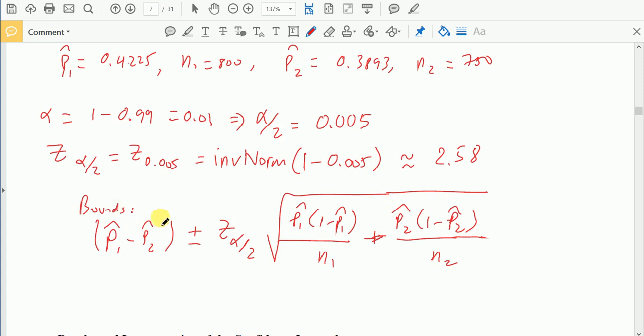And if you do the plus and the minus, that's the 2, right? The upper bound and the lower bound. If you do the plus side first, you get the upper bound of 0.0974. If you do minus, then you get the lower bound to be minus 0.0311.